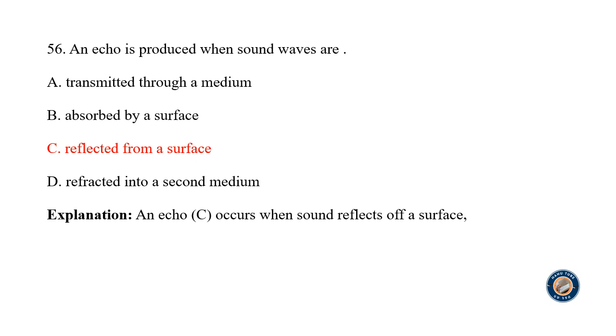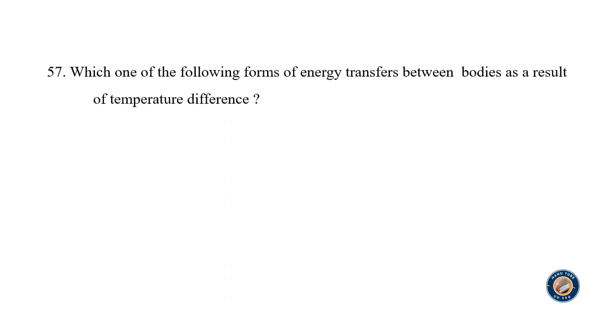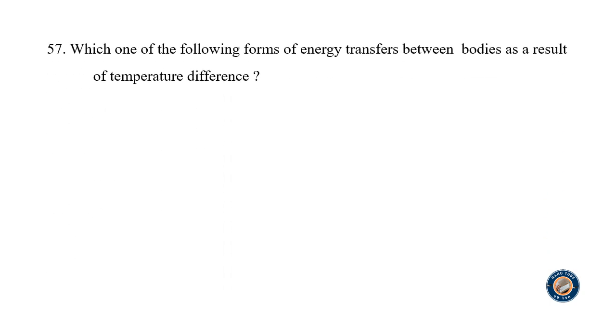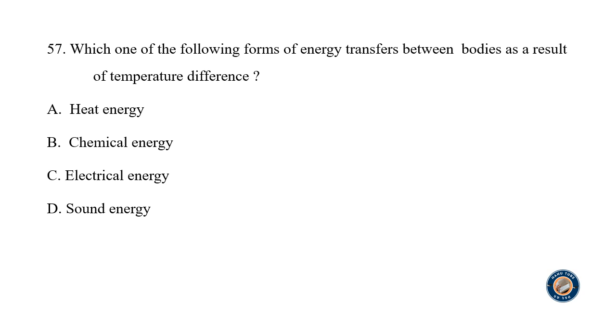Question number 57. Which one of the following forms of energy transfers between bodies as a result of temperature difference? A. Heat energy. B. Chemical energy. C. Electrical energy. D. Sound energy.